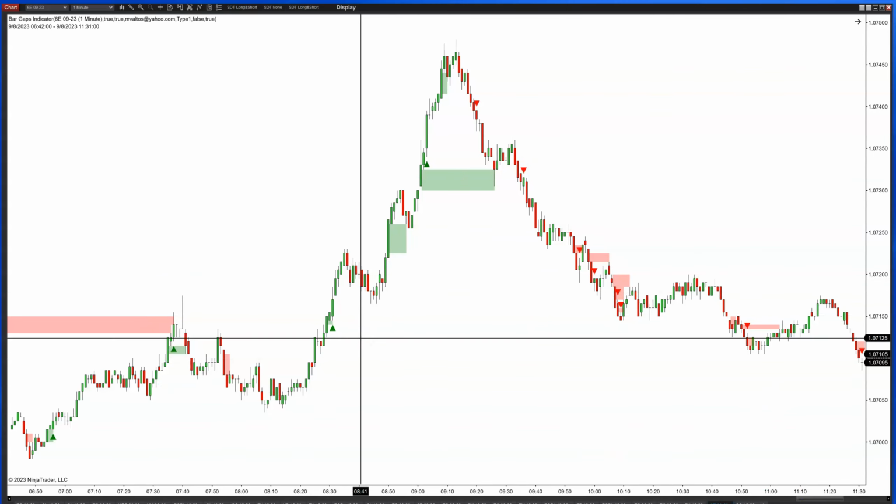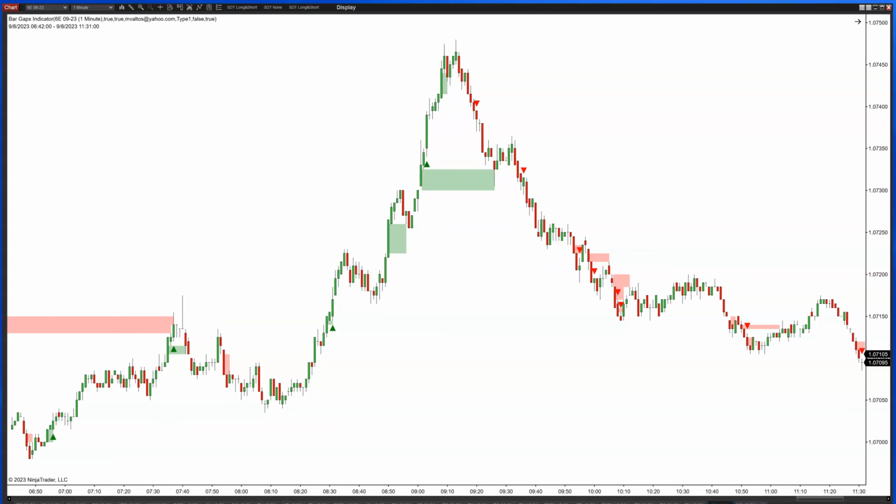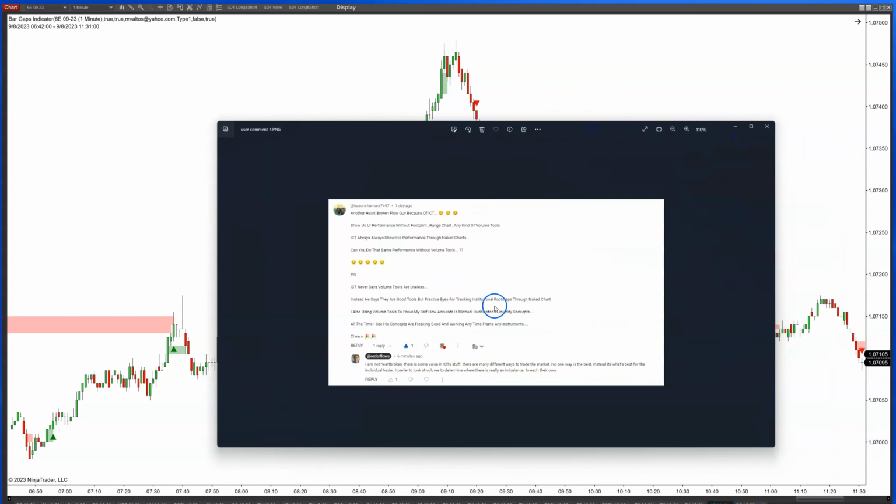So at the end of the day, getting back to Kasun's comments, I can't show you performance without footprint charts, range charts, or any kind of volume tools, because that's something that I lean on. That's where I find my advantage in the market. Okay, just think of it like playing poker. Some guys can read tells, great. Some guys can do the math in their head, great. Doesn't mean one way is better than the other. Obviously, if you can read someone's tells as well as do the math in your head, that's going to make you a stronger player.